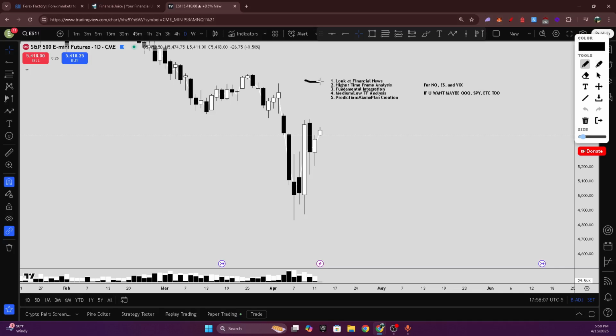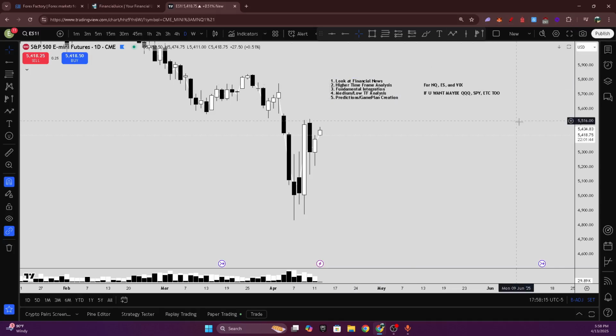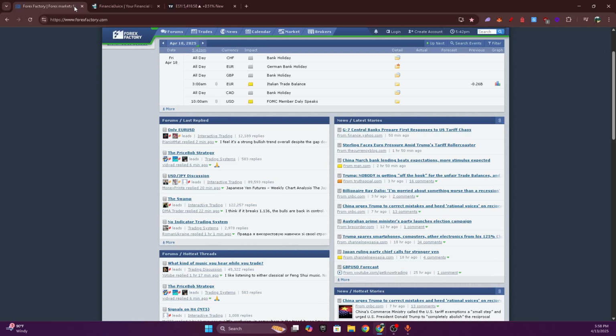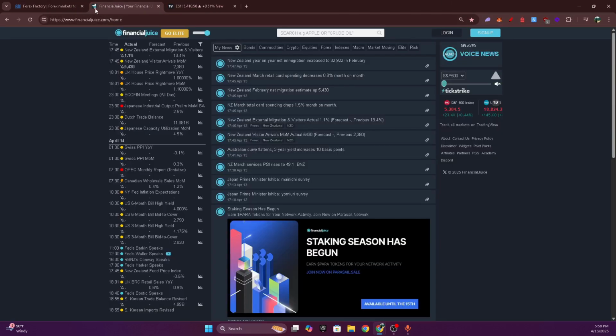The first step, before even hopping on the charts, is to look at financial news. To do this, you can utilize a variety of great resources, including forexfactory.com or financialjuice.com. They both work great, and I use both of them in unison in order to see my critical news events, to understand when I should and when I should not trade or take a 5-minute interval break, which will be heavily impactful during this week especially.